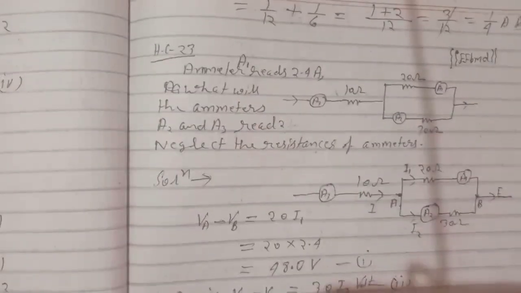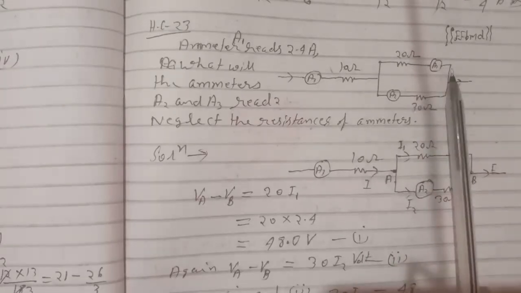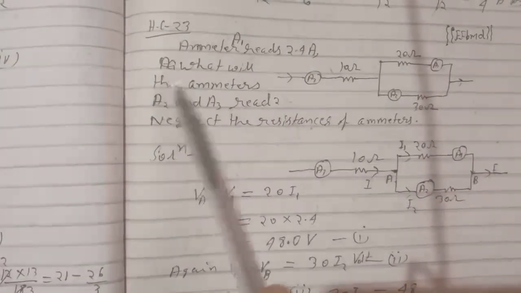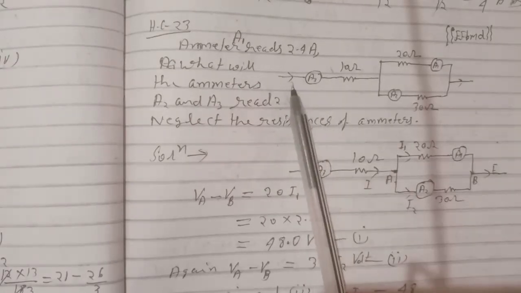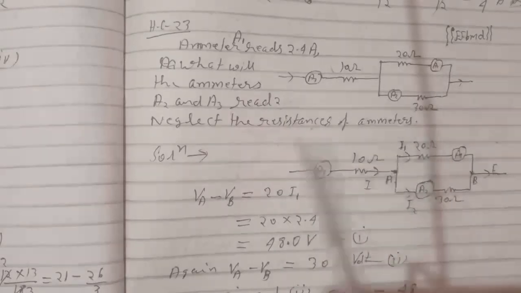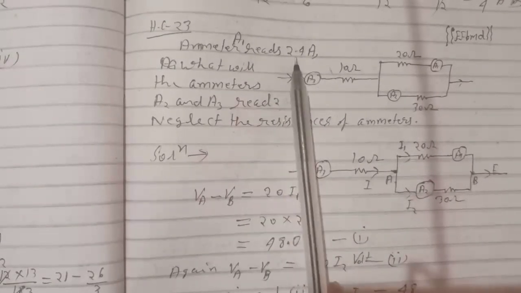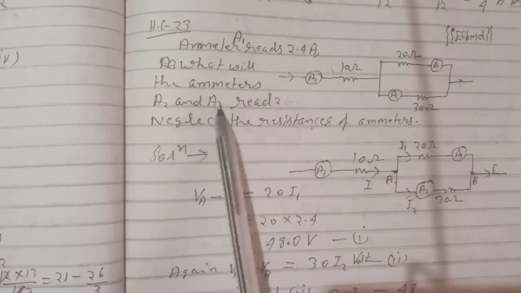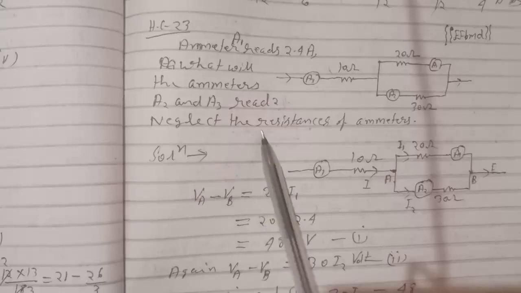Next problem. Here a circuit diagram is shown. Ammeter A1 reads 2.4 ampere. That is current is flowing in this diagram. It is a closed circuit. That is it is a part of a closed circuit because current is shown. It is 2.4 ampere. What will the ammeters A2 and A3 read? Neglect the resistance of the ammeter.